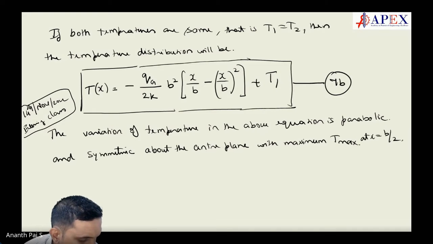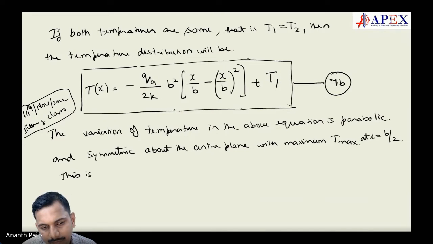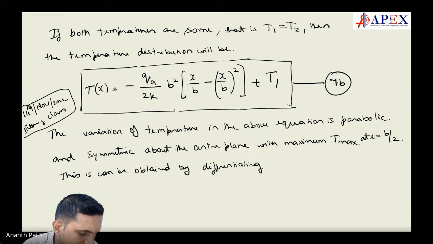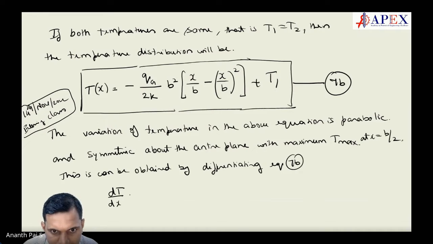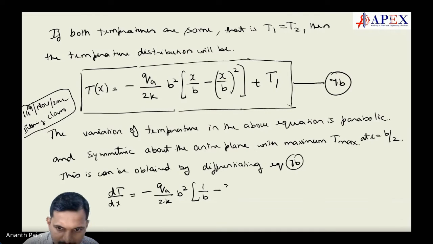Correct me? How did you get that? B by 2, how do you get that? This can be obtained by differentiating equation 7b, that is dT by dx is equal to minus qg by 2k into b square into 1 by b minus 2x by b square is equal to 0.